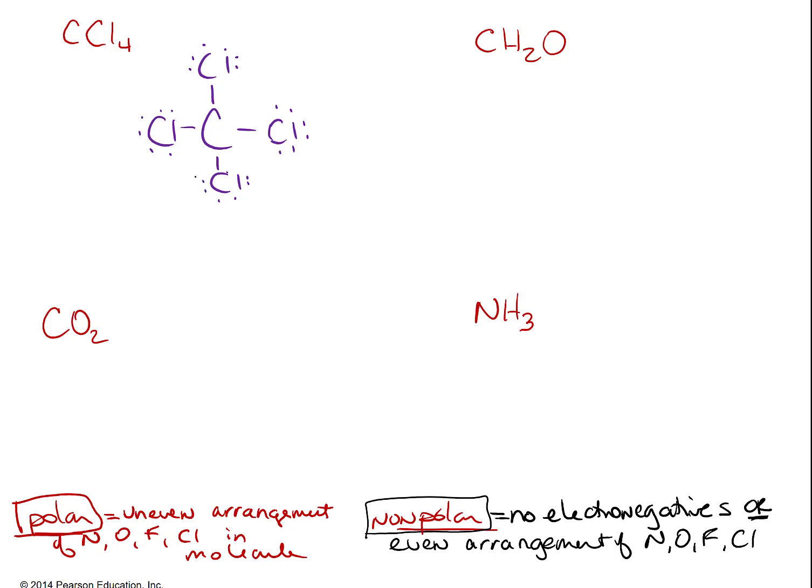Okay, carbon tetrachloride, yes, there's a chlorine. That is going to pull electrons this way, this way, this way, and that way. But do you see that that is an even arrangement? So this is a non-polar molecule. It has that tetrahedral shape. Envision the tetrahedral arrangement, but the chlorines are all pulling electrons to create an even balance of those individual polar bonds.